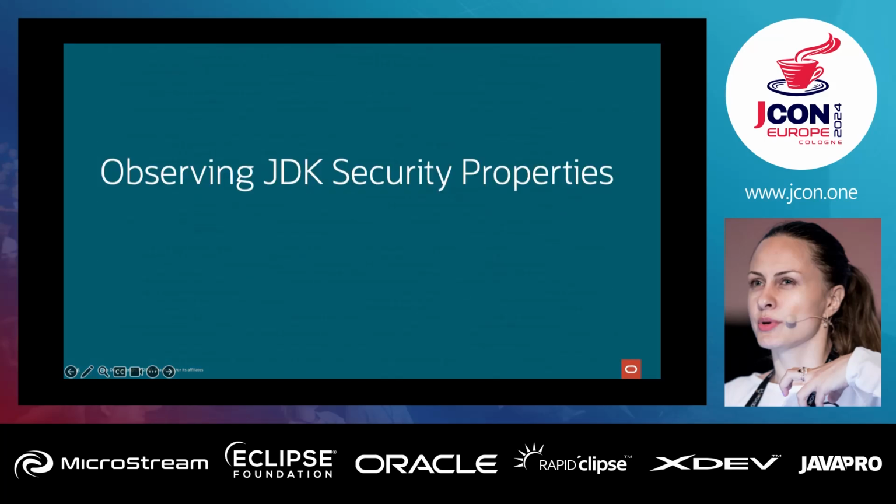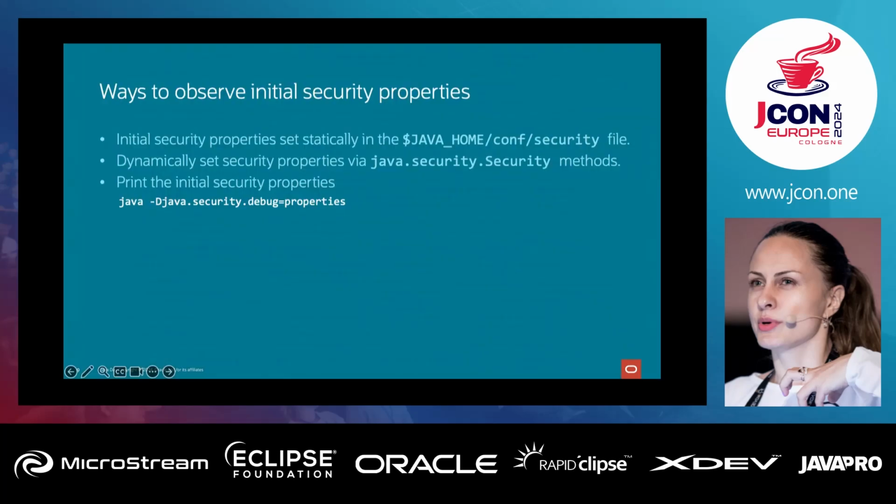So without further ado, let's start by looking at the JDK security properties. There are a few ways we have at hand as Java developers to look at them. The first one is looking in the Java home conf security file and seeing what initial properties we have there. But then we have the option to dynamically set these security properties using the Java security class. And of course, we can print them all the time with the property -Djava.security.debug with the value properties.